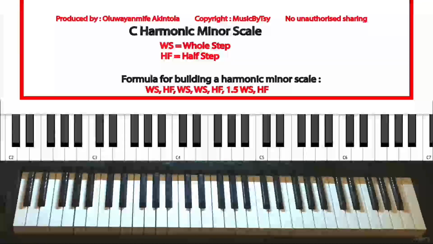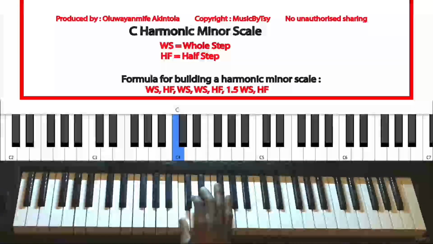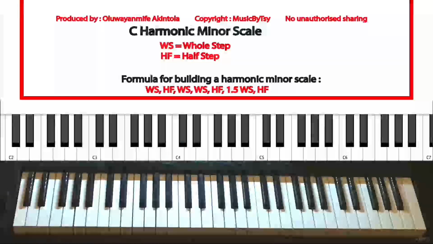In this lesson we're going to be learning about the C harmonic minor scale. Now the harmonic minor scale is very similar to the natural minor scale. The only difference between both scales is the seventh note. The seventh note in the harmonic minor scale is a half step higher than the seventh note in the natural minor scale.